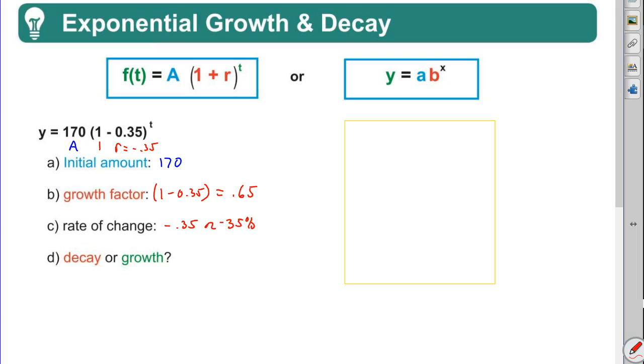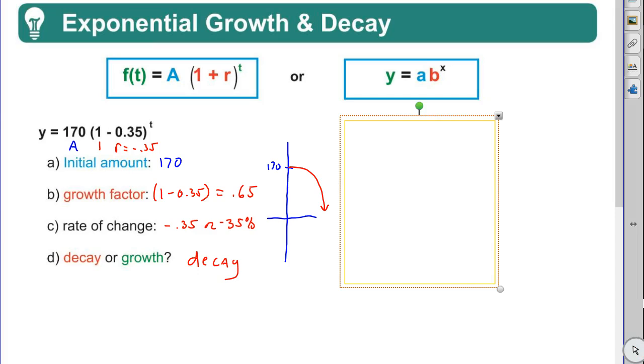Whenever you have a negative rate of change, or a growth factor less than 1, it's got to be a decay. So this is a decay. If we were going to graph this, remember we start at 170, and what's going to happen to this function? The exponential curve is down like that, right? So this is a decay, and I just sketched it, so the exact curve would be a little bit different if we were to graph it.